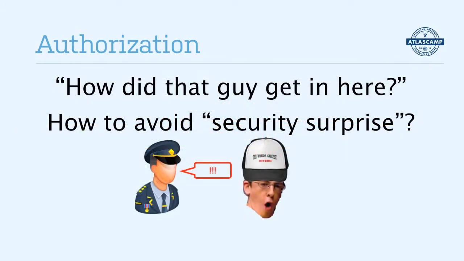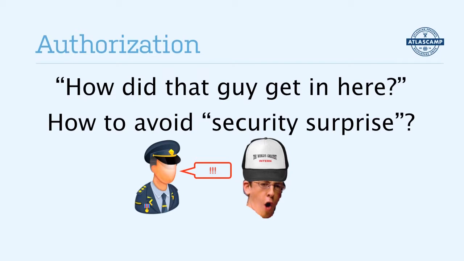Second brain teaser. How did that guy get in here? How to avoid security surprise. A security surprise is when McLovin, the intern, has gone somewhere and he's genuinely allowed to be there. There's no security breach. But the general doesn't really trust the look on McLovin's face. It looks like a suspicious character to him. He's not. But the general's surprised. And the general is a very important person.